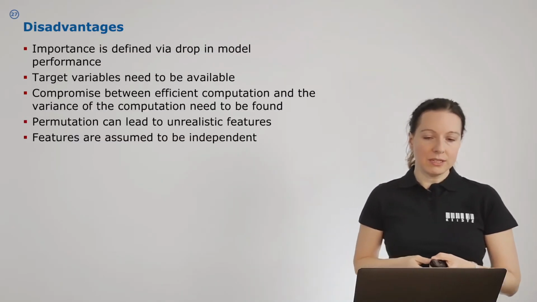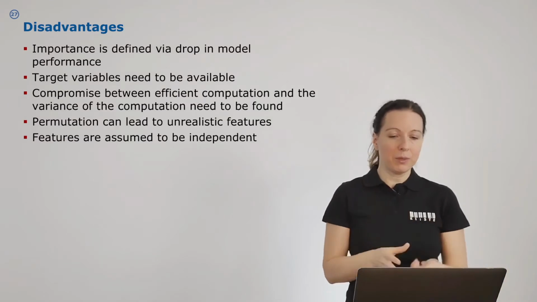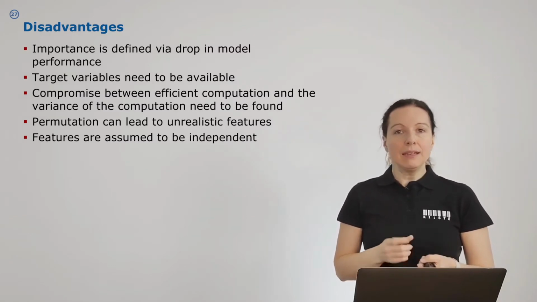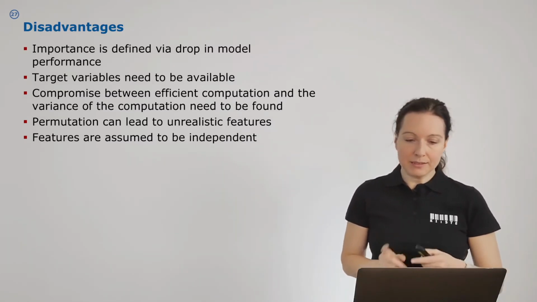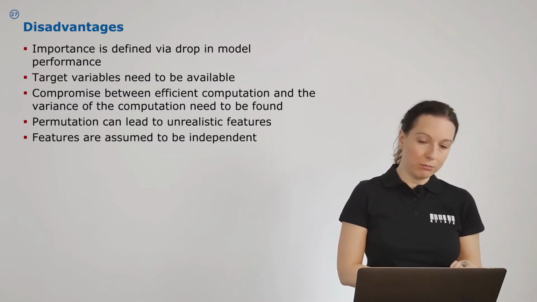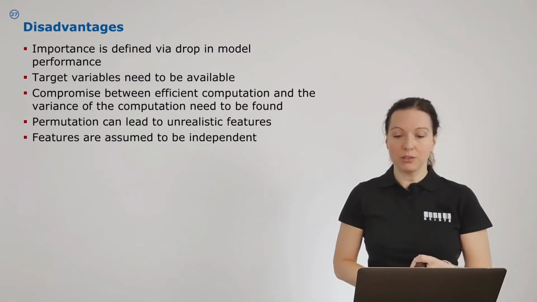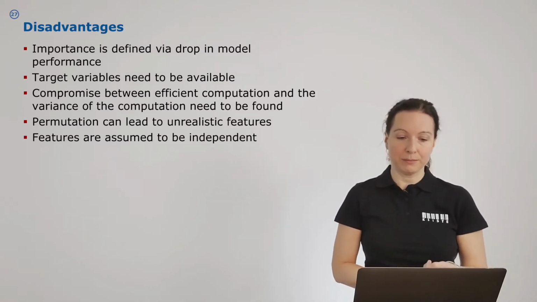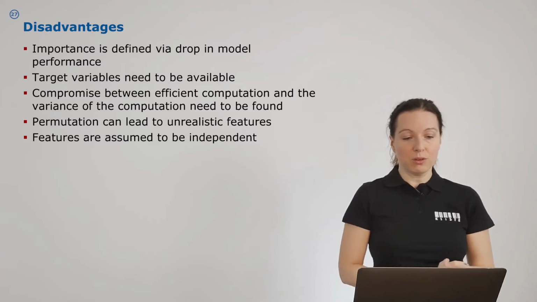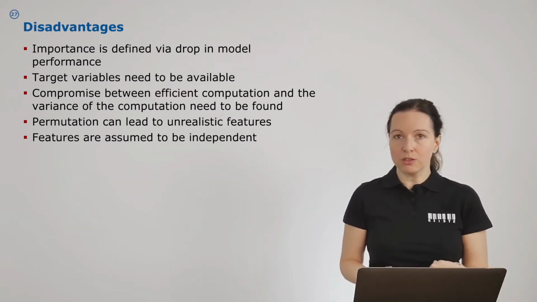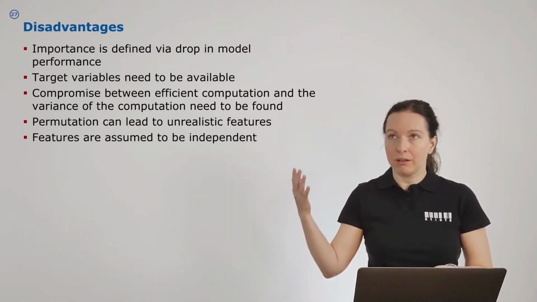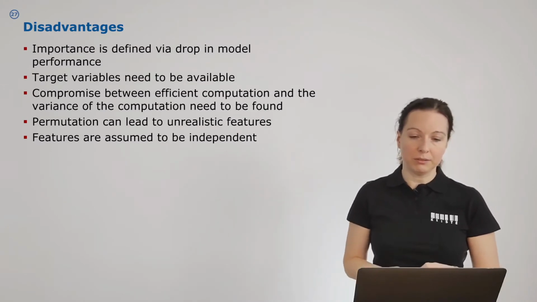The disadvantage is, first of all, that the permutation feature importance is linked to the error or the loss function of the model. This is not inherently bad, but in some cases this is not what you need. In some cases you might prefer to know how much the model output varies for a feature without considering what it means for performance. Then also you need access to target variables, because when you deal with the loss function you need to compute it somehow. So you need your reference values, that means the target variables.